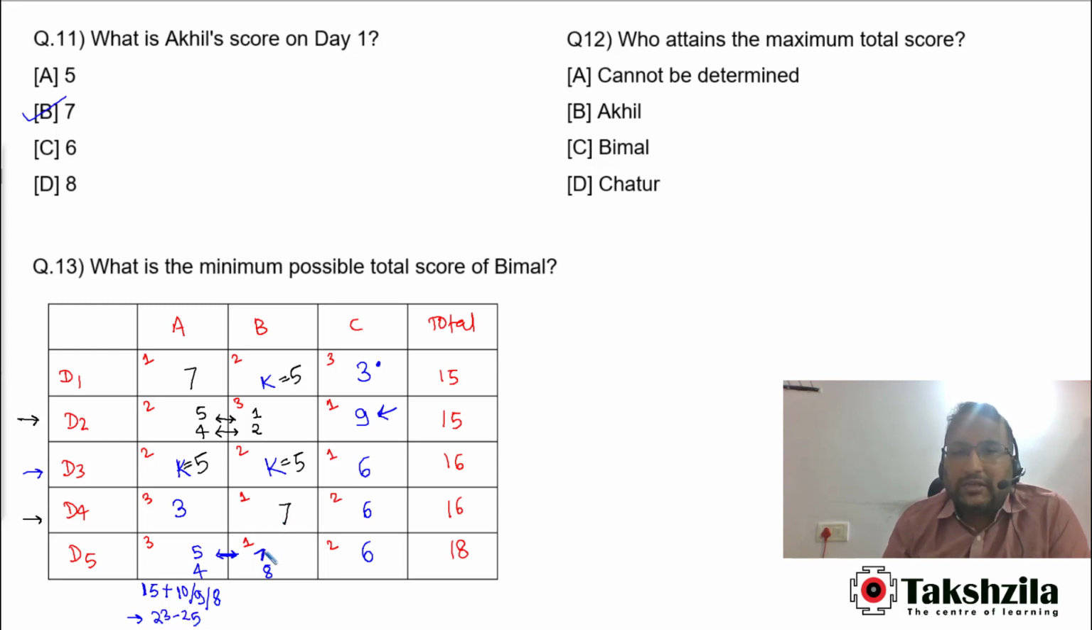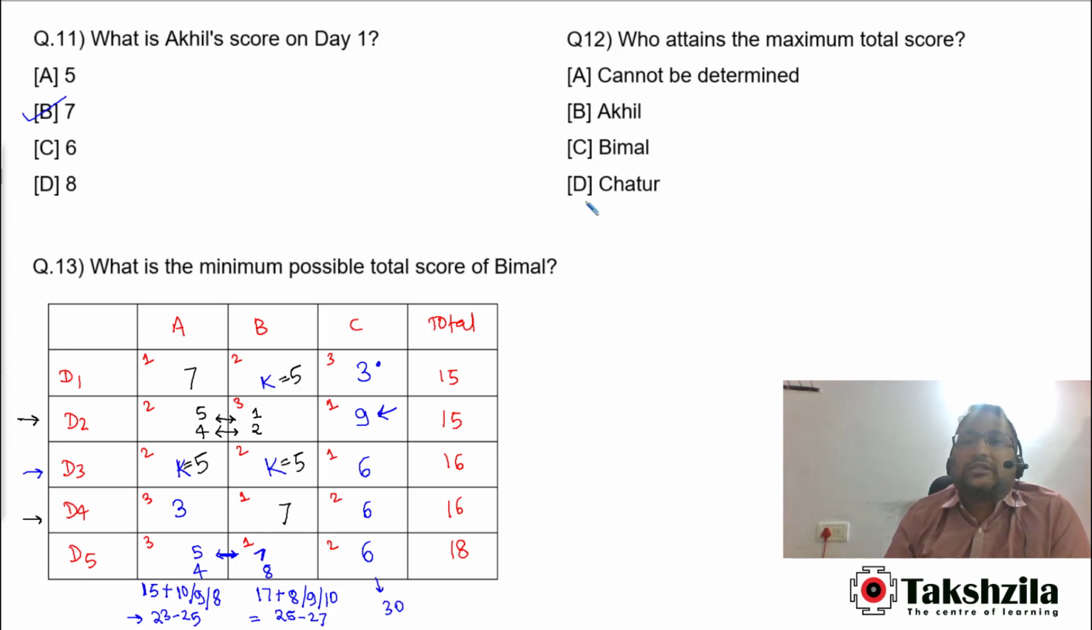Similarly, the total score of B is going to be how much? 5 plus 5 plus 7 is fixed. That is equal to 17. Plus, it can be 1 plus 7, 8. It can be 1 plus 8, 9. Hold on, 1 plus 7 is 8, 1 plus 8 is 9, 2 plus 7 is 9, 2 plus 8 is 10. The total score of B is going to be 17 plus 8, somewhere 25 to 27. And the total score of C is going to be how much? 6, 18 plus 9, 27 plus 3, 30.